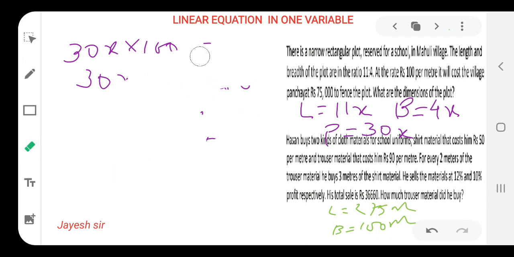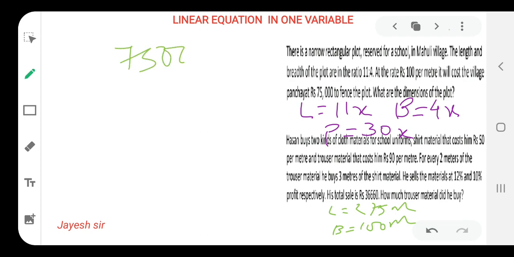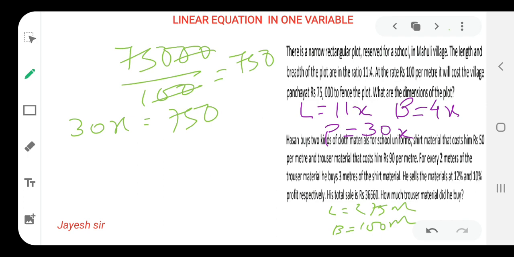What was the other method that we were doing in our previous classes? That method can also be done over here. What is given, friends? Total cost is 75,000, and the cost per meter is 100. So we'll first cancel that. So what will we get? We'll get 750 is the cost of 30x. So 30x cost will become 750.